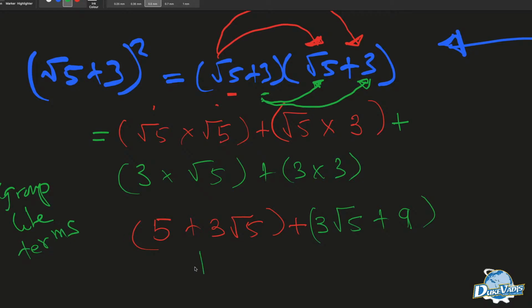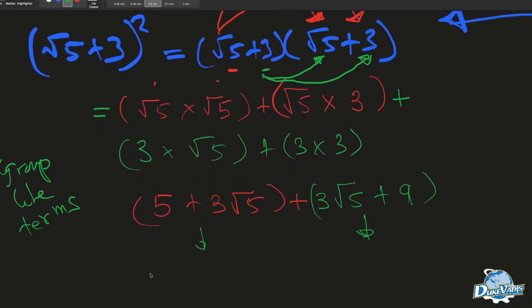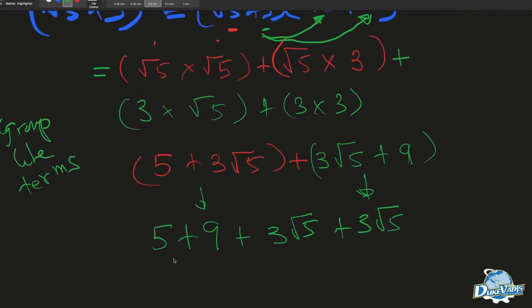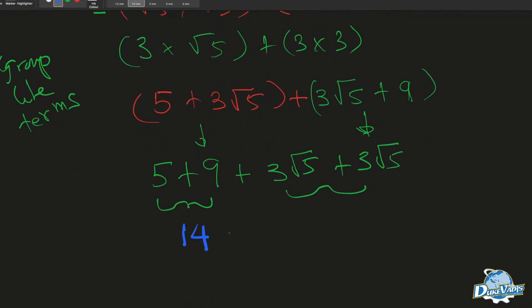So this and that, you can see that I've got 5 plus 9. Then I have 3√5 plus 3√5. Okay, 5 plus 9, and that we added together. So 5 plus 9 will give us 14. Plus, and this will give us 6√5.